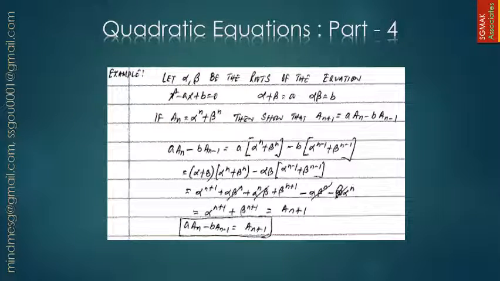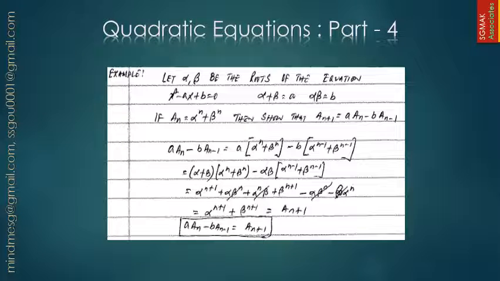Looking at the second problem, it says let alpha and beta be the roots of the equation x squared minus ax plus b equals 0. So in that form, alpha plus beta, the sum of the roots, is minus the coefficient of x, which is a, and the product of the roots is b. Then you have to show that if a_n is alpha raised to the power n plus beta raised to the power n, then this relationship between a_n, a_(n+1) and a_(n-1) holds. So it's just a matter of substitution.